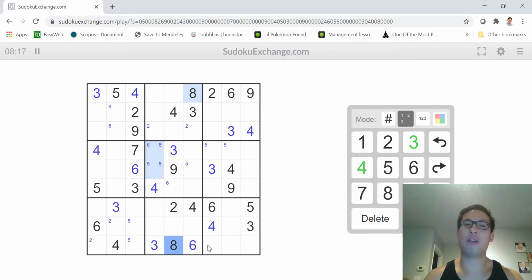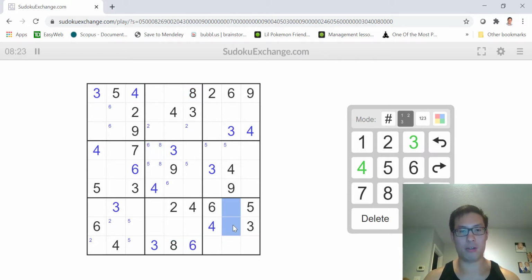This is a cool piece of logic. This 8 looks into this block and usefully shows that 8 can only go in one of those 2 blocks. That's pretty cool. That doesn't help us anymore, but that's not bad.